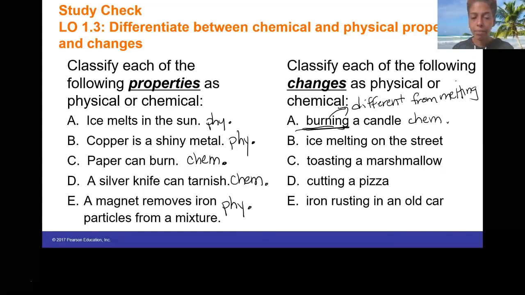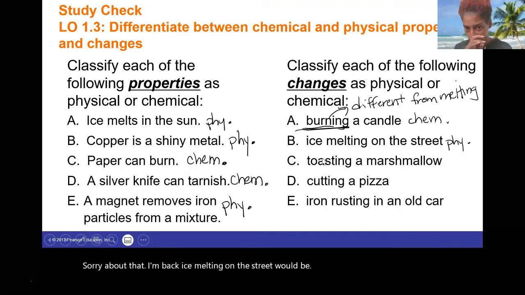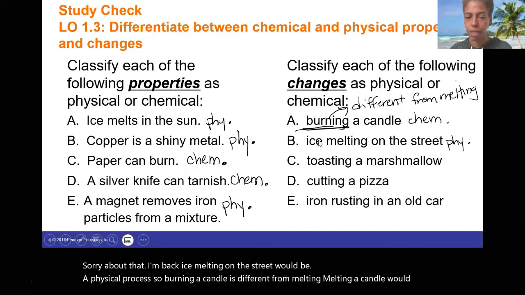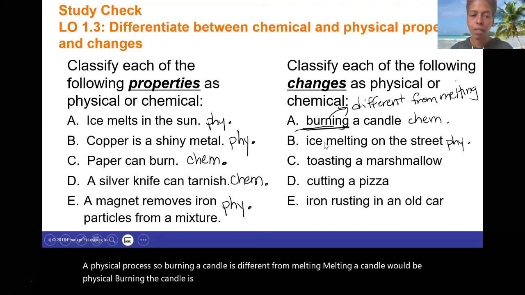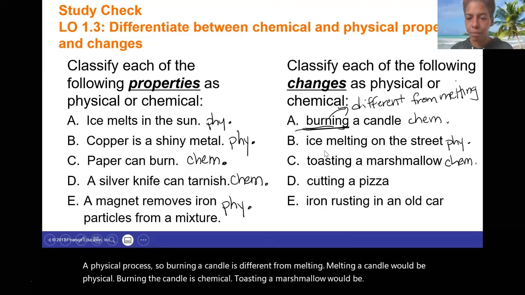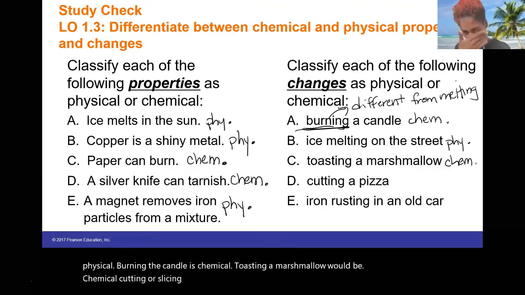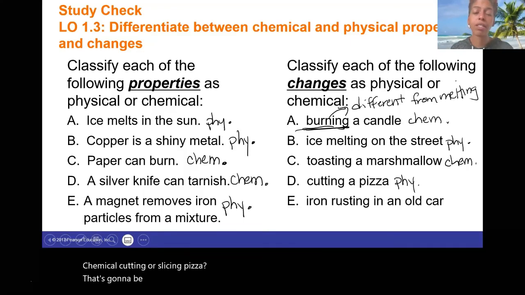Sorry about that. I'm back. Ice melting on the street would be a physical process. So burning a candle is different from melting. Melting a candle would be physical. Burning the candle is chemical. Toasting a marshmallow would be chemical. Cutting or slicing pizza, that's going to be physical. And iron rusting in an old car, that is going to be chemical.